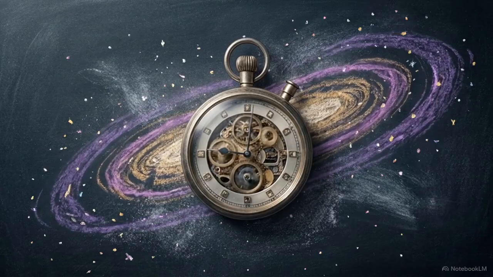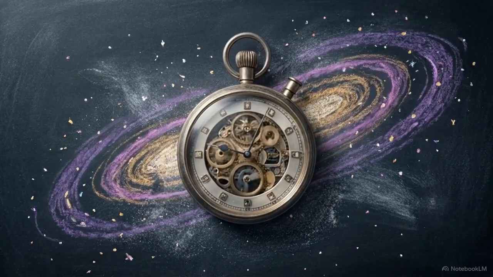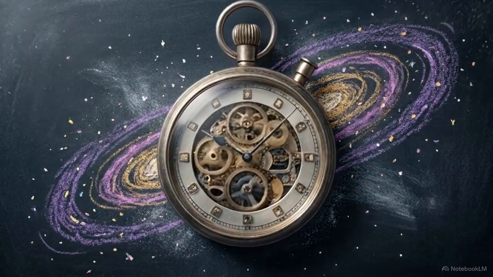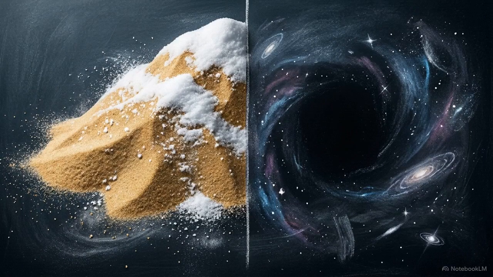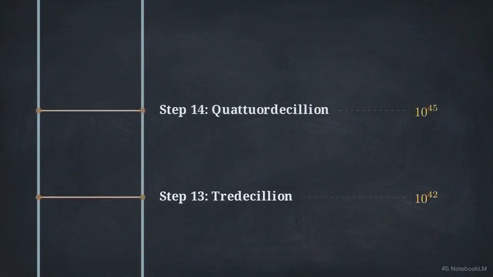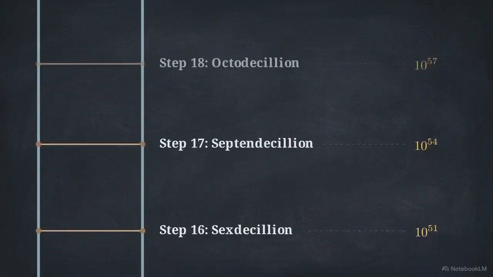If we go back to our stopwatch, waiting through a decillion seconds would take us far past the current age of the entire universe. The physical world eventually runs out of objects like sand or snowflakes to count, but the logic of these prefixes allows us to keep quantifying larger spaces indefinitely.